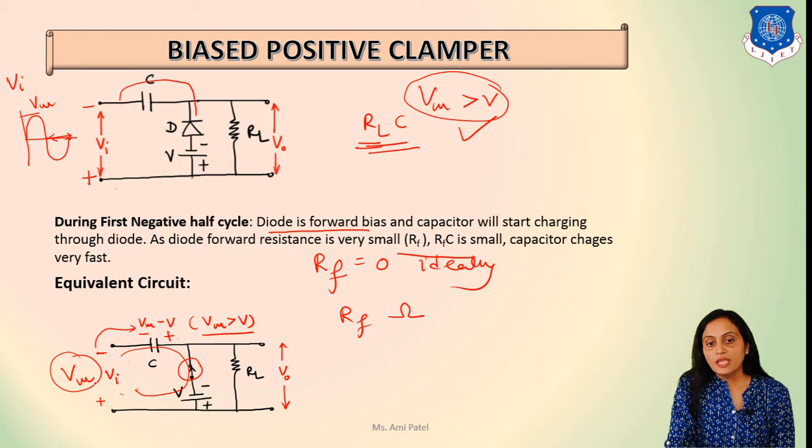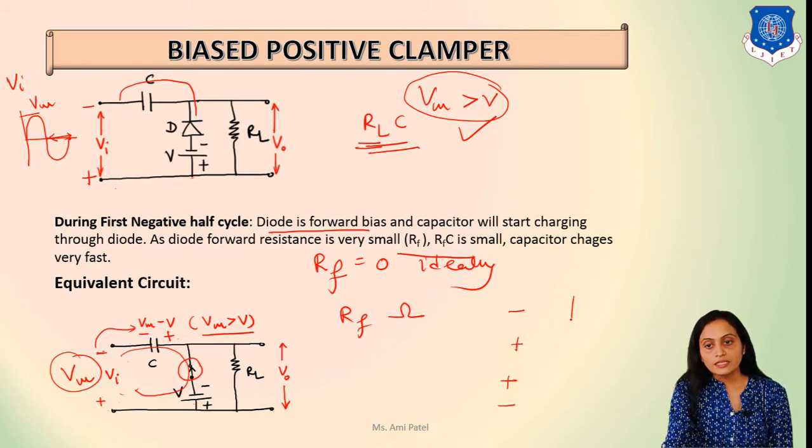So Vm minus V, because if we see the effect of these two batteries, this is AC, this is DC, so you can see minus plus plus minus. That's why it is subtractive. So if you have minus plus plus minus in the battery like this, then it is a subtractive effect. And as this is higher and this is smaller, we can say the effect is Vm minus V.